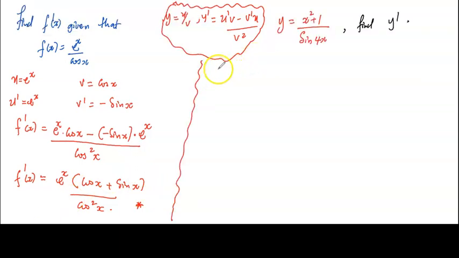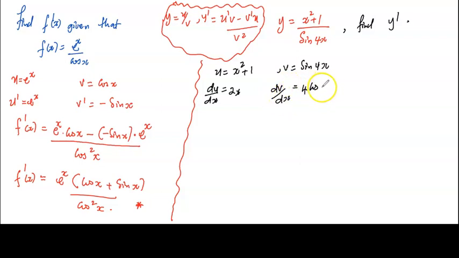So you can see all you need to do is to identify the u. In this case, it's x squared plus 1. And then you identify the v. In this case, it is sine of 4x. The derivative of u, du dx, is 2x. And the derivative of v, dv dx, is equal to 4 cos of 4x. We're using the chain rule here quickly, mentally. You can check out the videos on chain rule.